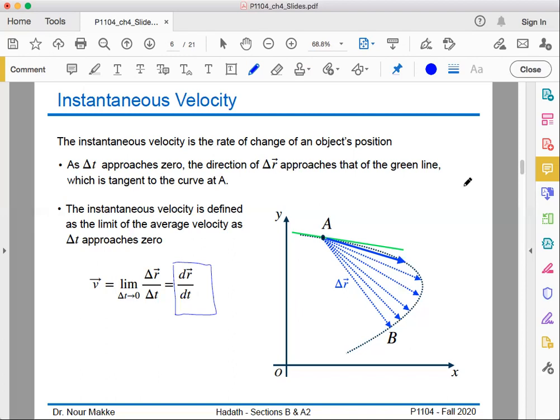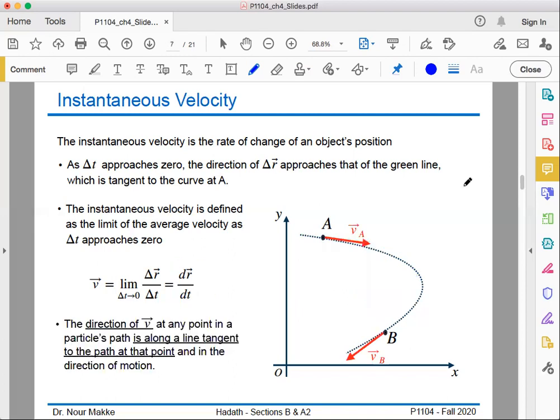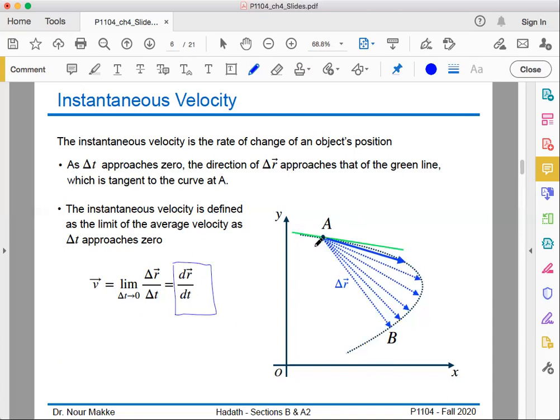Here it is. So we have defined the average velocity as the ratio between delta r and delta t. And we have defined the instantaneous velocity as the derivative of the vector position with respect to time. Now, the direction of the instantaneous velocity v at any point in the particle's path is along a line tangent to the path at that point and in the direction of motion. As we have discussed here, whenever delta t approaches 0, the direction of delta r will be the same at the point A as the direction of this line tangent to the curve at point A.